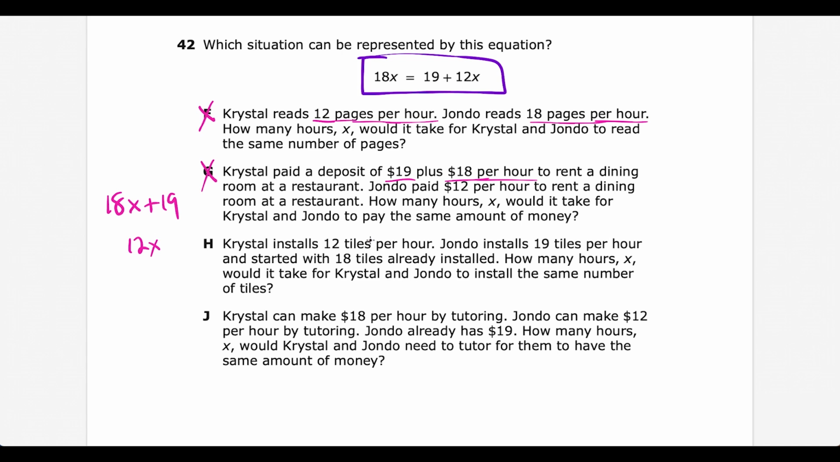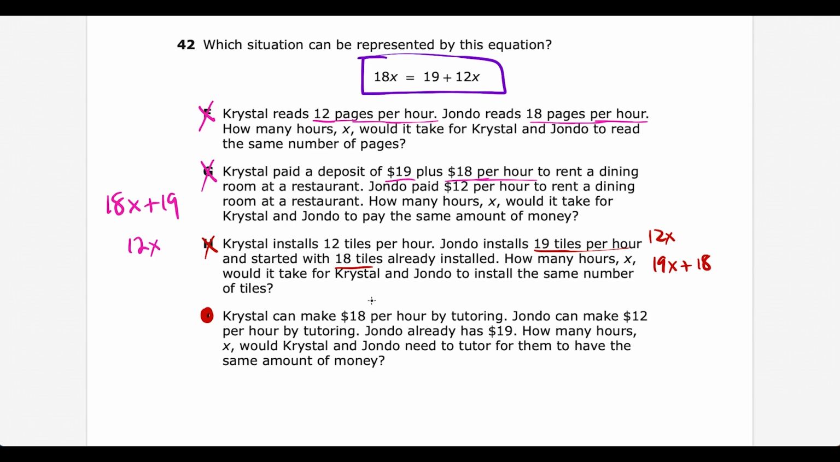Crystal installs 12 tiles per hour. So that's 12x. So for this next one, let's change colors here. We have 12x. John Doe installs 19 tiles per hour. That's 19x, and already started with 18 tiles installed. So 12x equals 9. Yeah, this one is not working. So automatically J, but let's see why J is good.